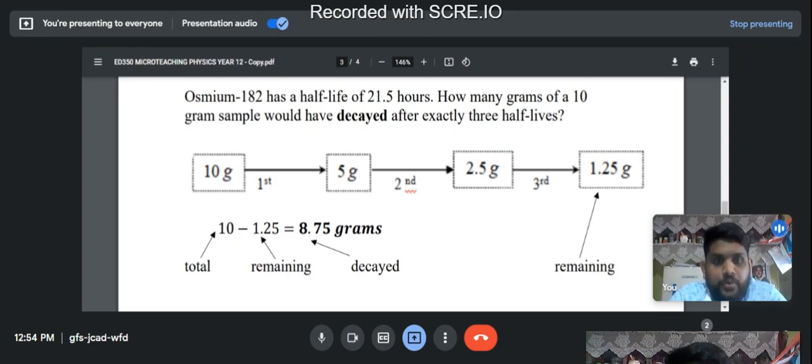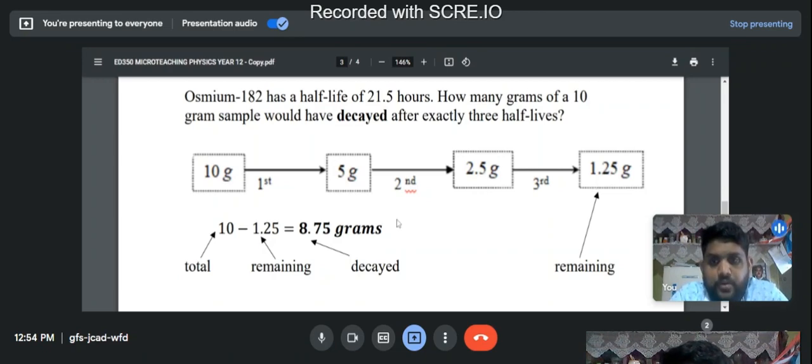And half of 1.25, you can do that after this. Now it says after 3 half-lives, what is the mass that is decaying? This flow chart is for the mass that is remaining, not decaying. So the decaying part here will be: after the first half-life, from 10 to 5; from 5 to 2.5 will be the second half-life; from 2.5 to 1.25 will be our third half-life. After the third half-life, 1.25 will be remaining.